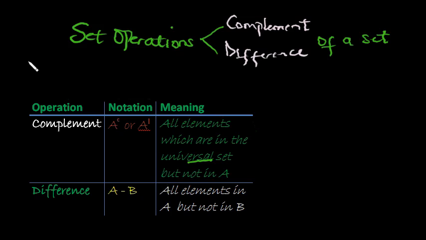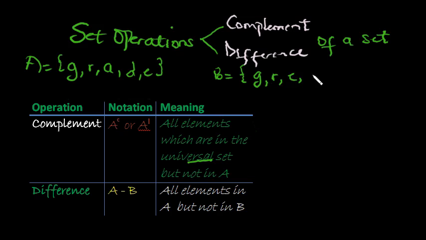So let's say we have two sets A and B, and A contains every letter in GRADE: G, R, A, D, and E, and set B contains letters in GREAT: G, R, E, A, and T. Because we are talking about alphabet here, the universal set will be a set of all alphabet. So we have A, B, C till we get Z.